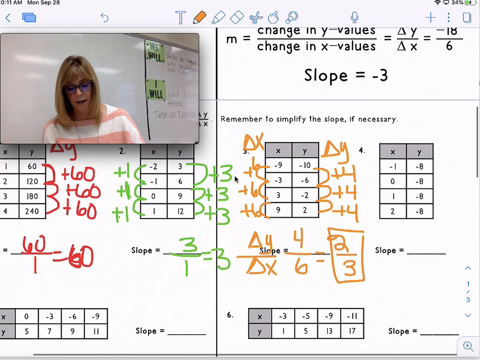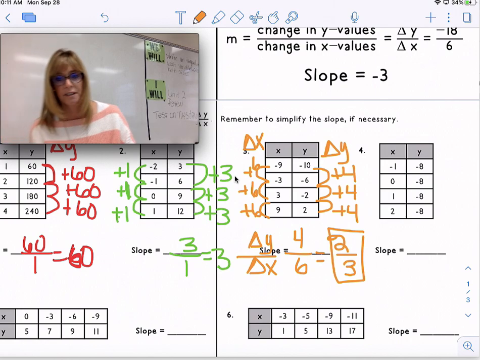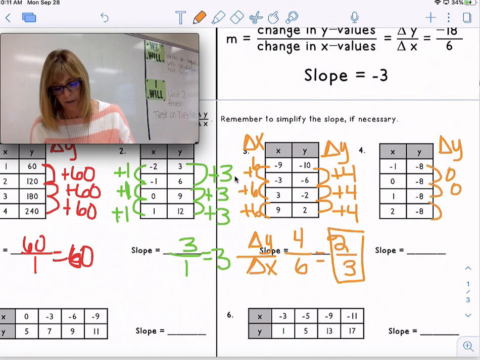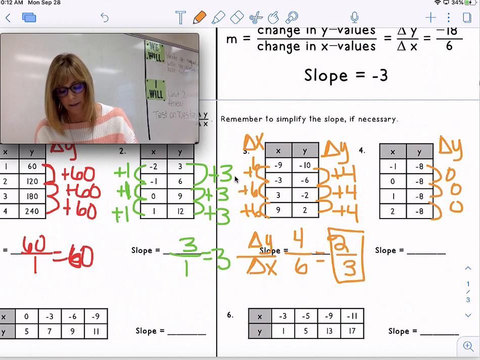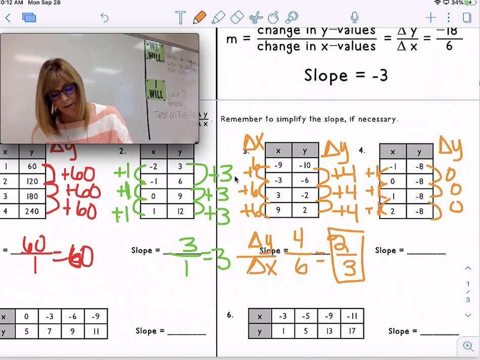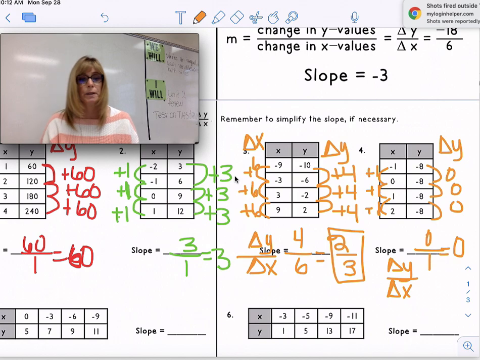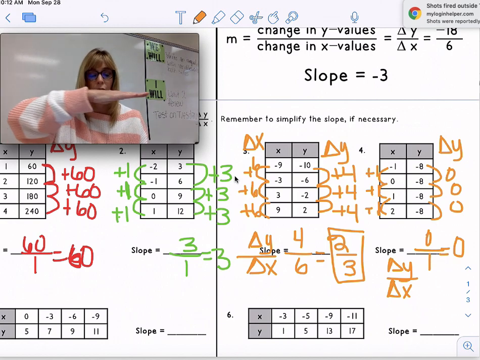Okay, I want you to pause it and try number, well actually, since number 4 is different, I'm going to do this one with y'all. So change in y. Let's look at this y value. All of this is the same number, so there's actually no change. Negative 8 to negative 8 to negative 8. We're not changing the y value, so the change in the y is 0. The change in the x is plus 1, plus 1, plus 1. So again, remember, change in y goes on top, change in x on the bottom. If I have 0 over 1, that's just going to be a slope of 0, and we talked about slopes of 0 being a horizontal line.